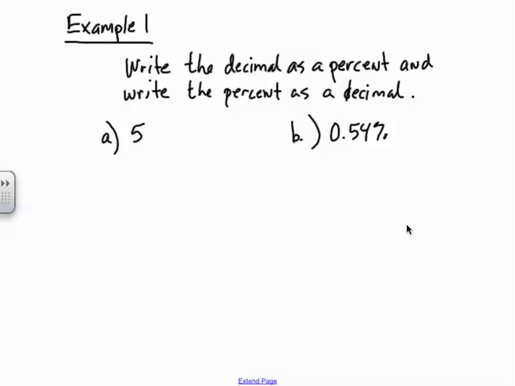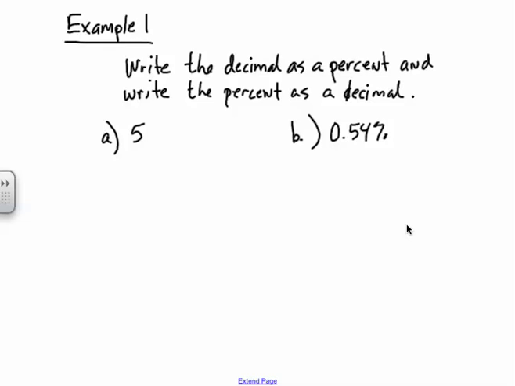Okay? Now, I'm looking at this first example, and it says write the decimal as a percent and write the percent as a decimal. So I have two things up here. I have a percent in B, and I want to write that as a decimal, and I have a decimal in A, and I want to write that as a percent.